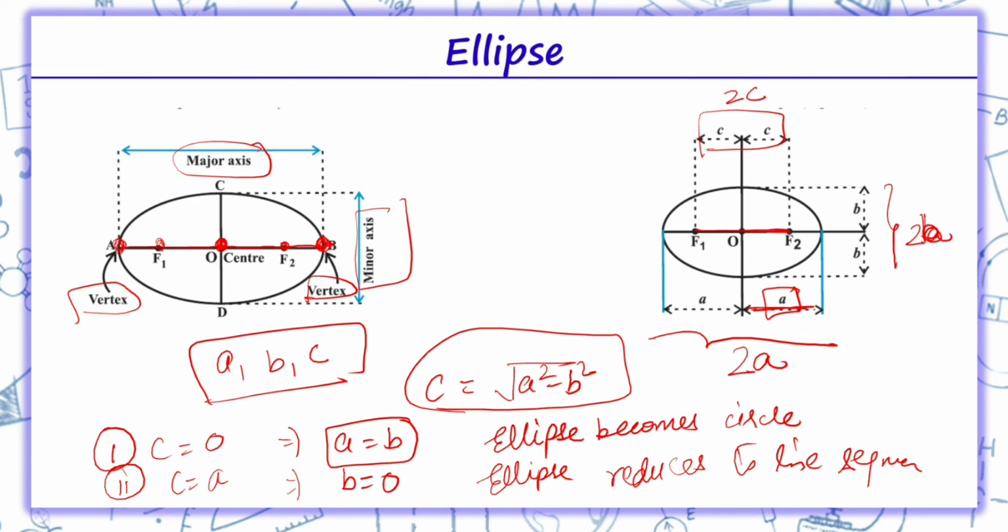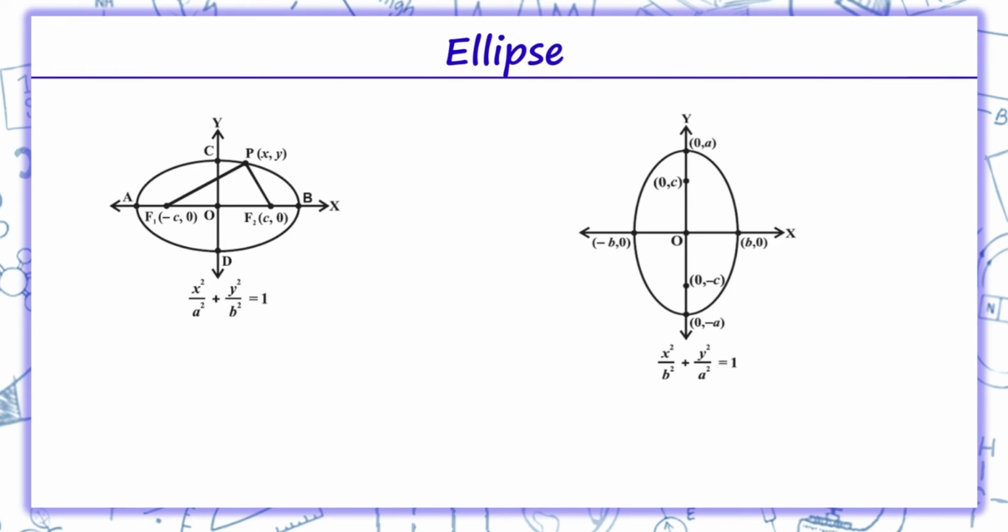There is one more term related to the ellipse, which is eccentricity, given by e. The eccentricity of the ellipse is the ratio of the distance from the center to the focus, that is c, to the distance from the center to a vertex, that is a. So eccentricity is given by c by a.